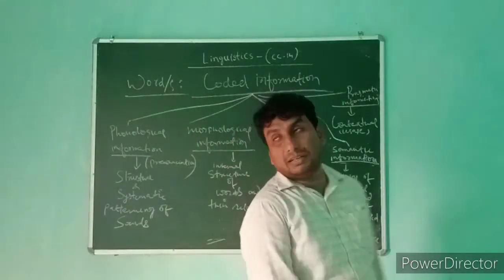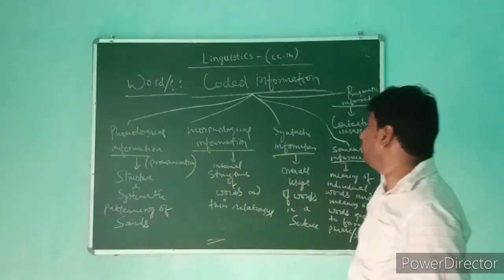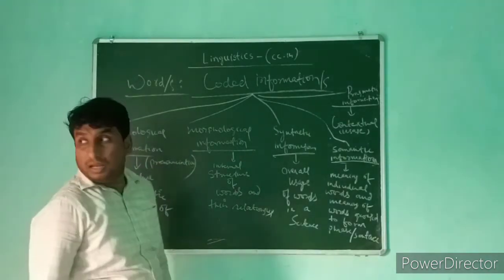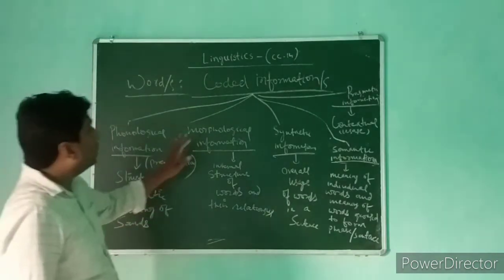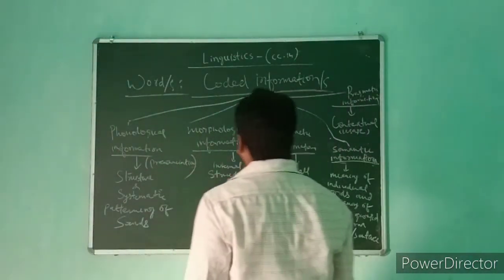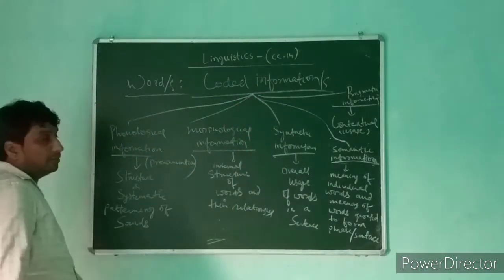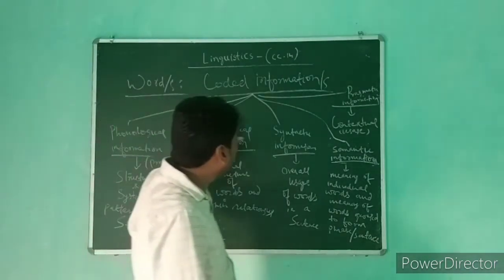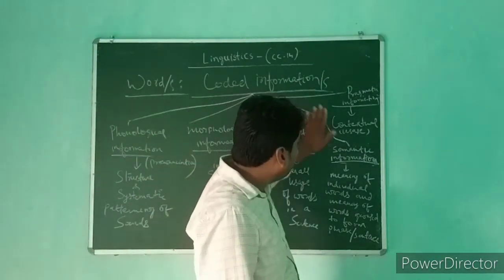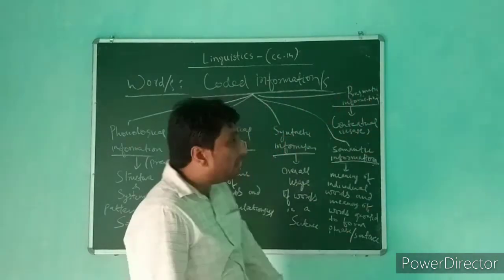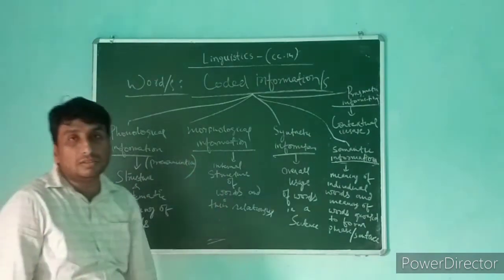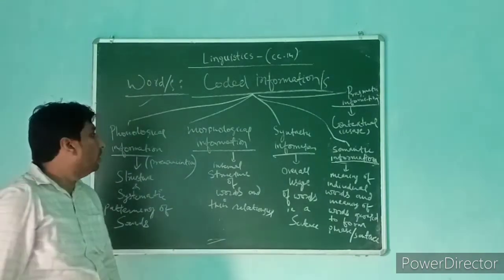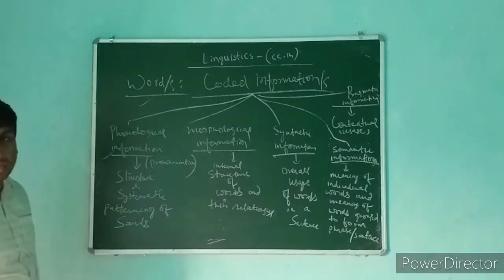As I told you earlier, words are primarily coded information, and they can have primarily five different types of information: phonological, morphological, syntactic, semantic and pragmatic. These five different kinds of information can be encoded within a word.